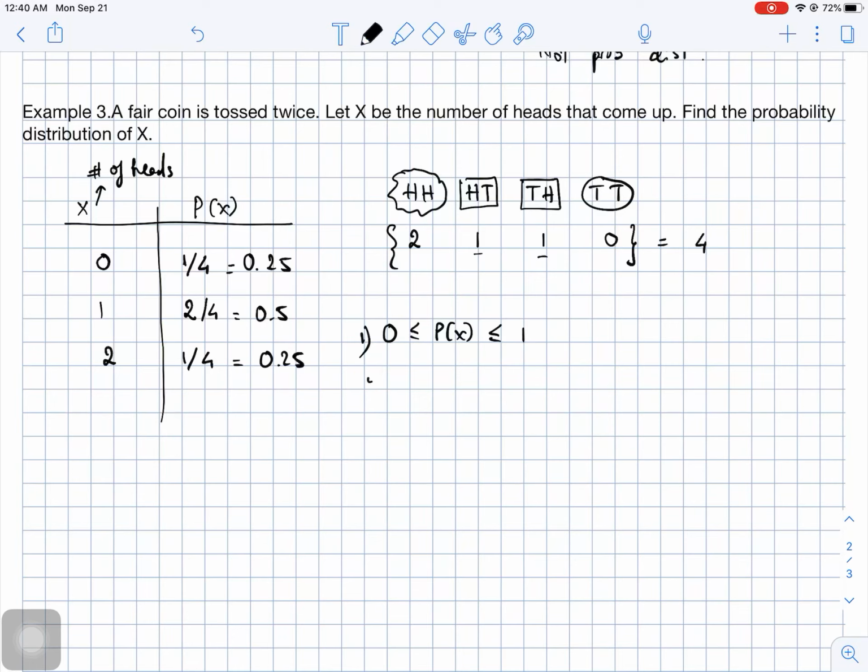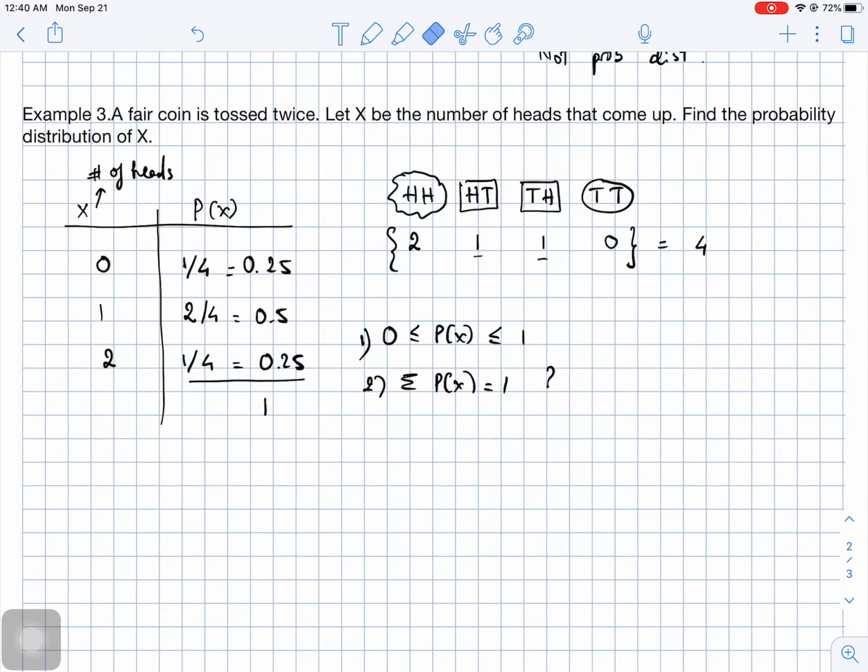And condition number 2, we need to check that the sum of the probabilities equals 1. Now we add them up and we see that we get the answer 1. Then it satisfies the second condition. So we got the correct probability distribution.